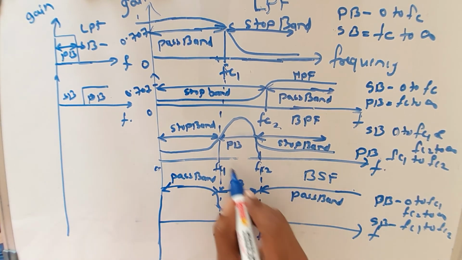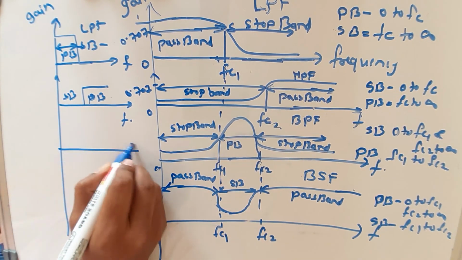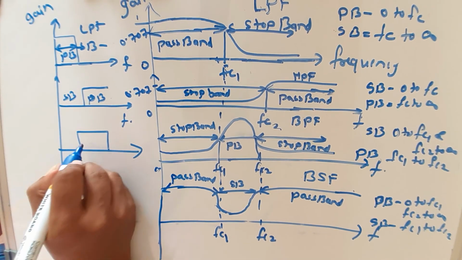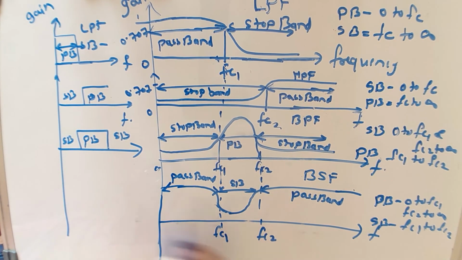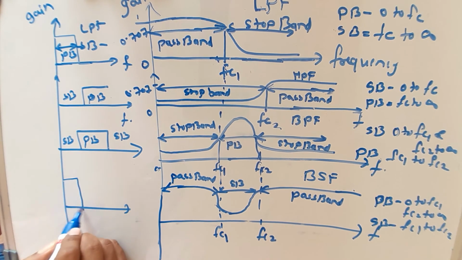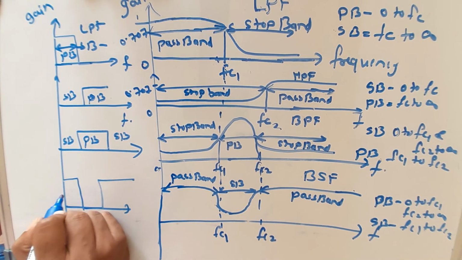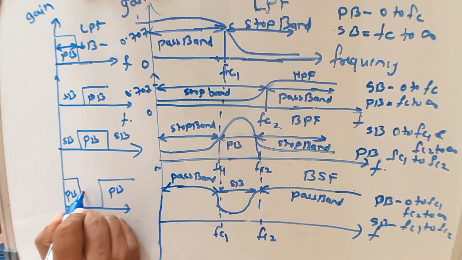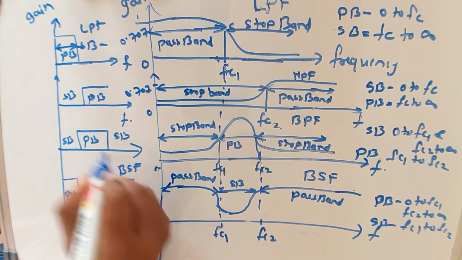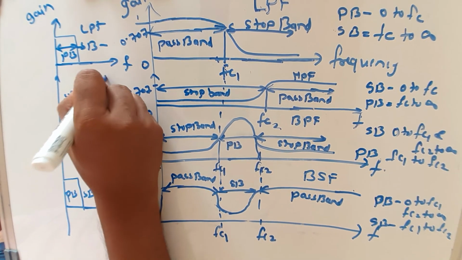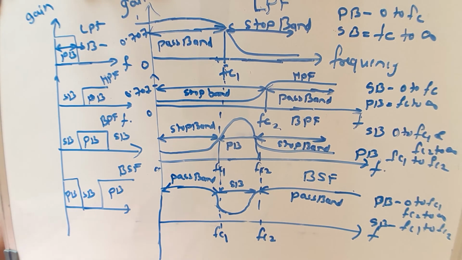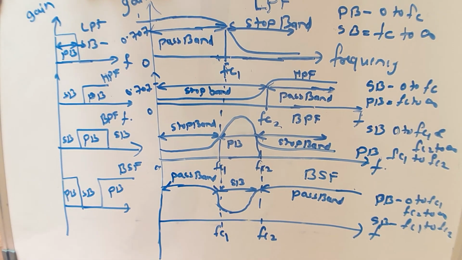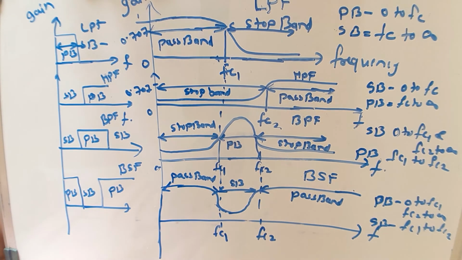Similarly, we have band pass filters like this one. It is a pass band, stop band is there, and after that we have the band stop filter. It will look like this. So here it is pass band and stop band. This is band stop filter, band pass filter, high pass filter, and low pass filter. So in today's lecture we will see the frequency response of low pass filter, high pass filter, band pass filter, band stop filter.